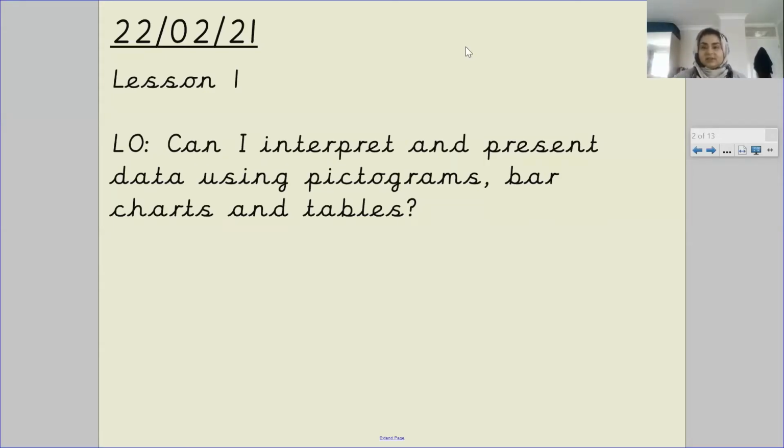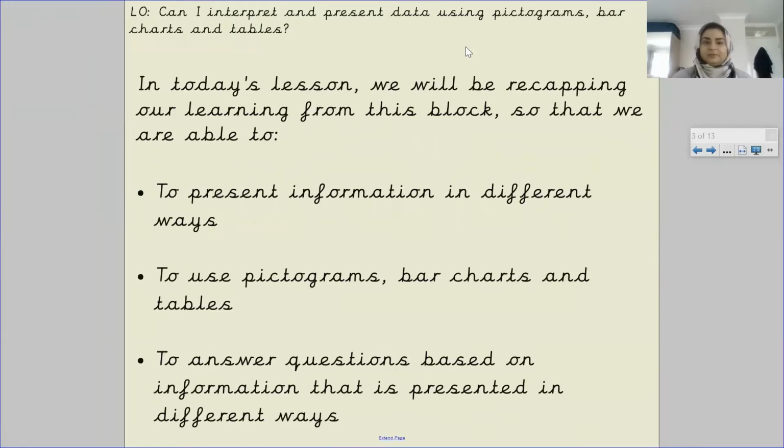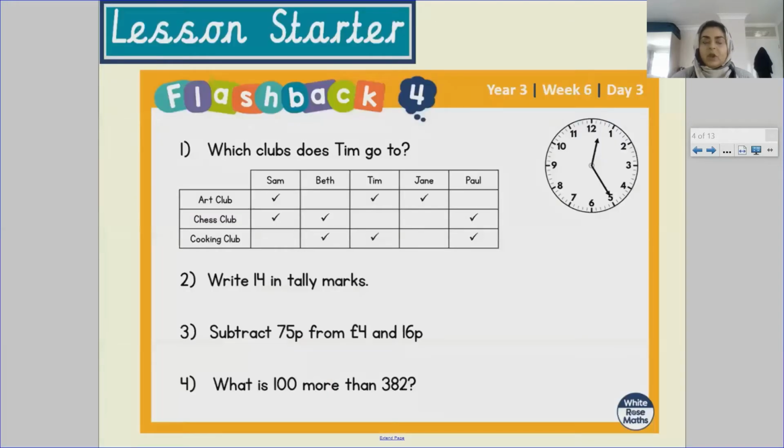So today is the 22nd of February 2021, and our learning objective today is can I interpret and present data using pictograms, bar charts, and tables. So in today's lesson, we will be recapping our learning from this block so that we are able to present information in different ways, use pictograms, bar charts, and tables, answer questions based on information that is presented in different ways. So what we will do is start off with the lesson starter.